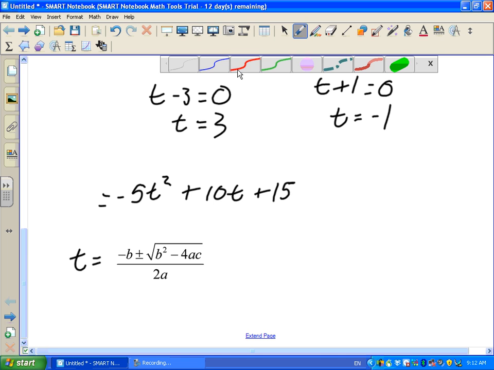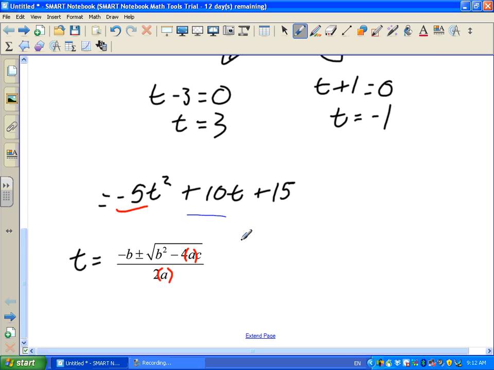If you look, we already discovered that negative 5 is our a. So for our a here, we'll be putting in negative 5, and for our a here, we'll also be putting in negative 5. Our b is positive 10. So I'll be replacing just the b, and the negative still stays with positive 10. I'll be replacing that b with positive 10. And finally, I'll be replacing that c with 15.